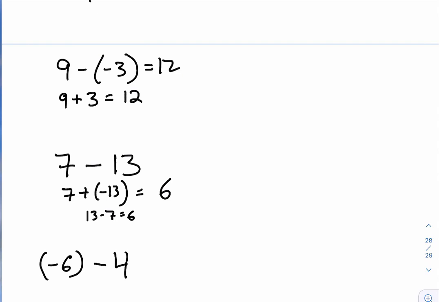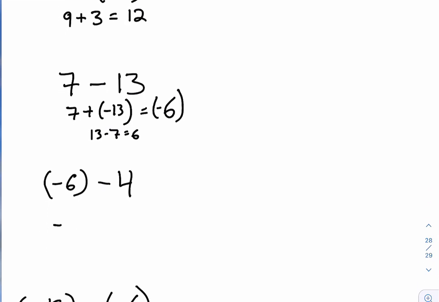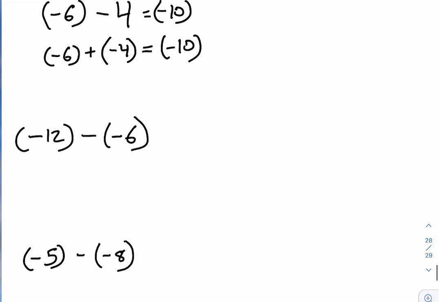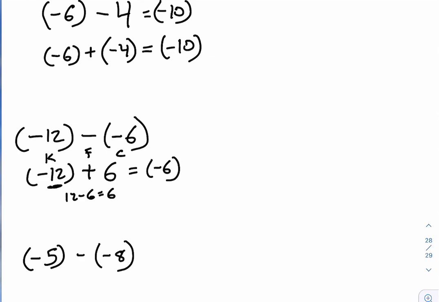What sign do I use? 13 is a larger number than 7, so I use the 13. Next one, keep the negative 6, change it to addition, change to its opposite. Now add them together. That is going to be negative 10. The signs are the same. Next one, another negative, negative 12. Keep that one. Keep, flip, change. 12 minus 6 equals 6, so it's going to be a negative 6 because the 12 is bigger than 6.